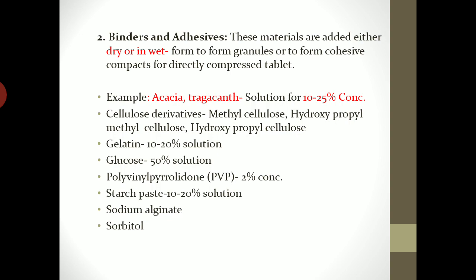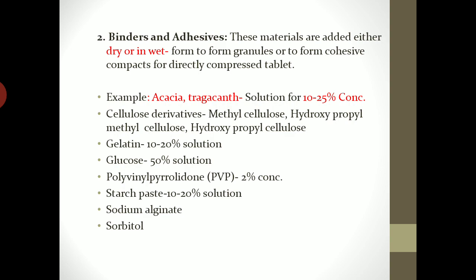So all those materials which are sticky in nature are used as binders, and generally all gums, cellulose derivatives, and starch are binders. Examples are acacia and tragacanth, which are used in the concentration of 10 to 25%. Cellulose derivatives such as methyl cellulose, hydroxypropyl methyl cellulose and hydroxypropyl cellulose.